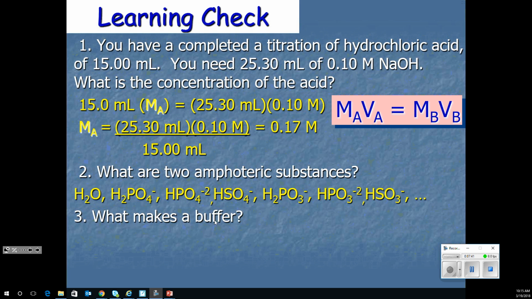And what makes a buffer? A buffer is made of a weak acid or a base and its salt. So how'd you do? Hopefully these are getting into your head. These are things that you'll need to know for the test.